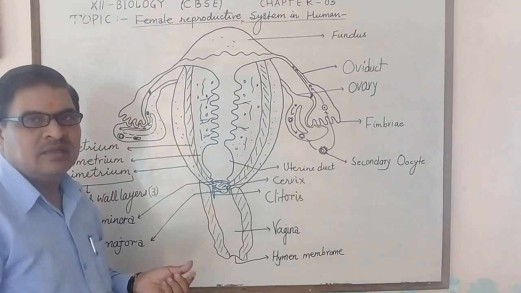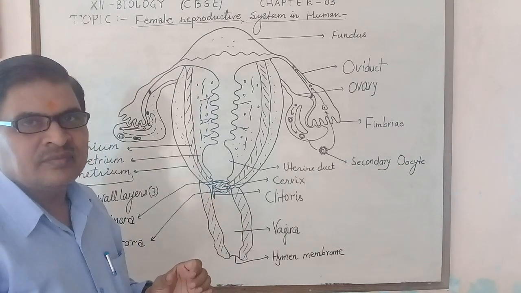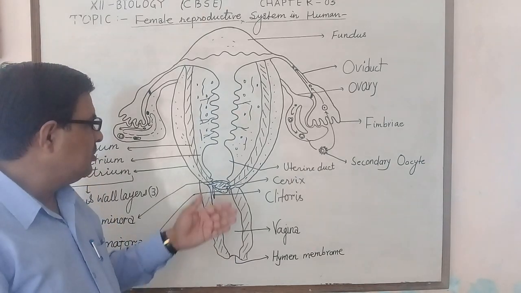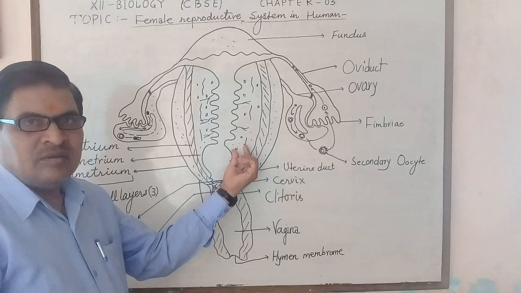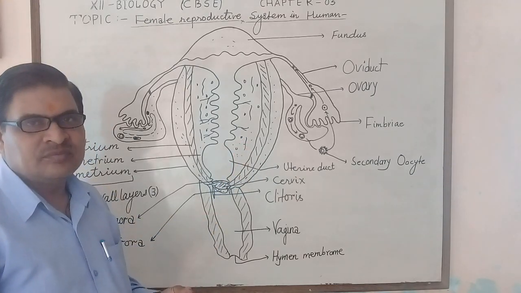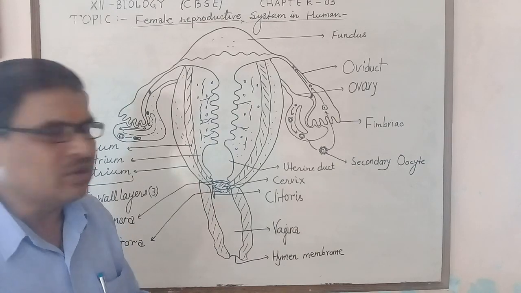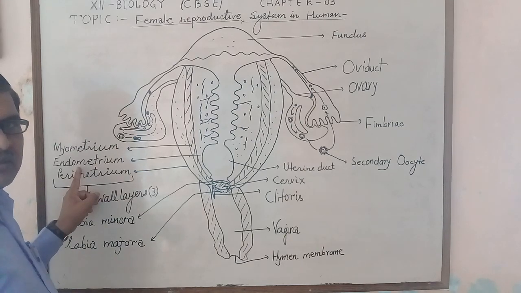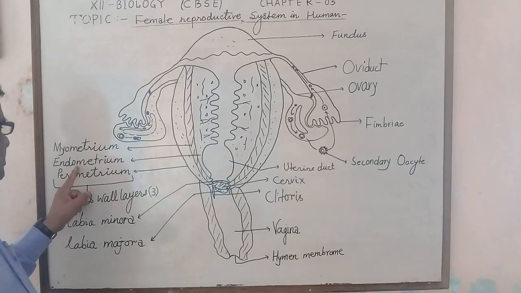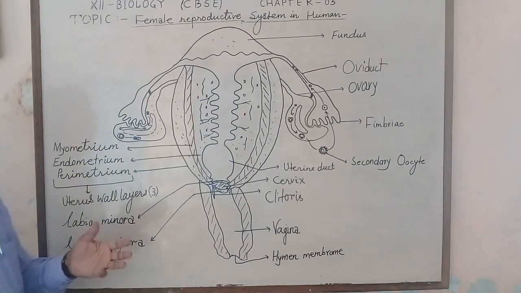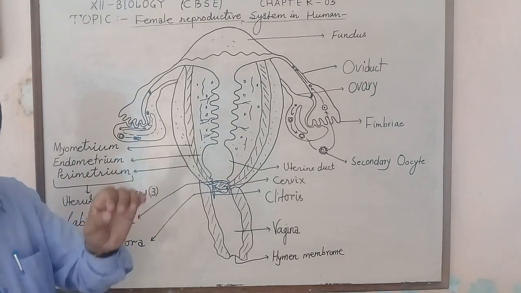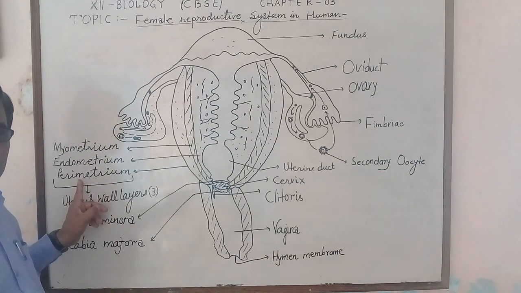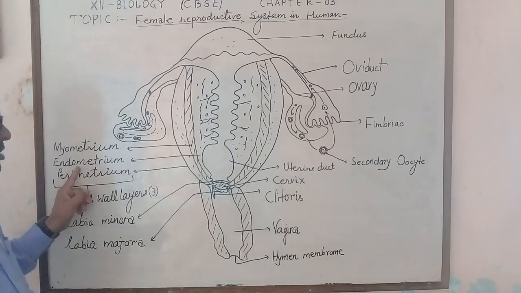The myometrium is a thick layer and prevents the foetus present in the uterus from external shock. The innermost layer of the uterus is called the endometrium. So there are three layers of the uterus: the outermost is the perimetrium layer and the innermost is the endometrium layer.